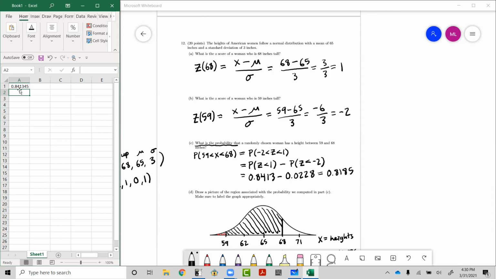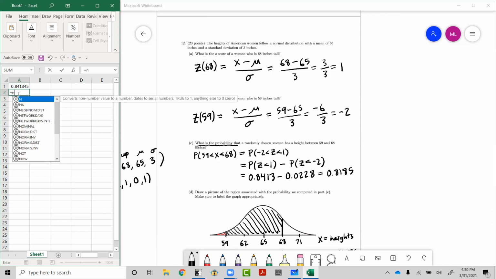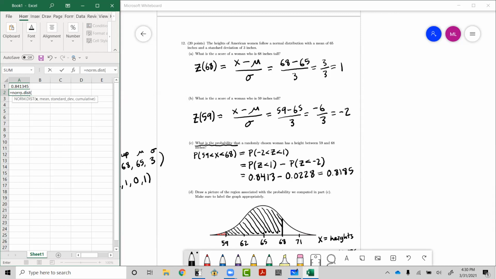Then I'll have to do the same thing. So equals norm.dist. And we'll now do it for the lower bound. 59 inches with a mean of 65, a standard deviation 3, and true. We do want it cumulative. And that gives us 0.02275. So very close to the same number that we got here.